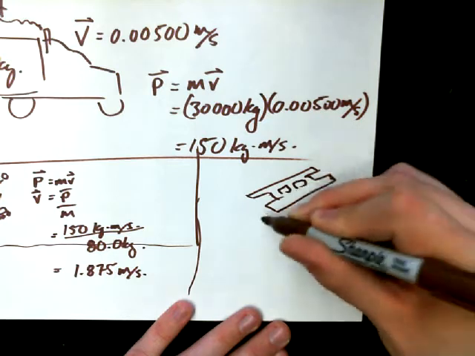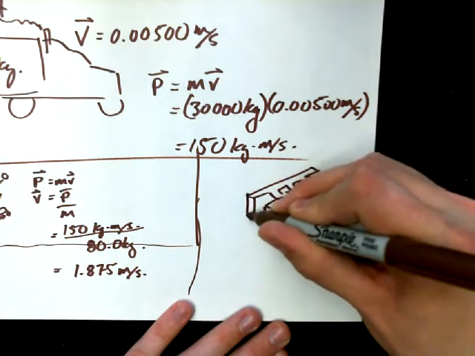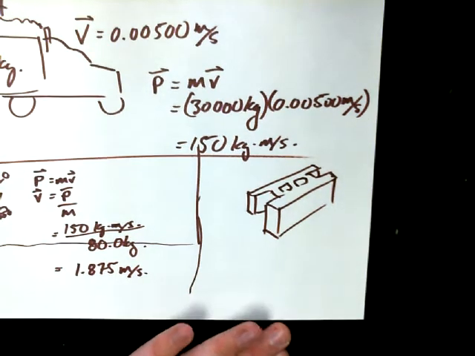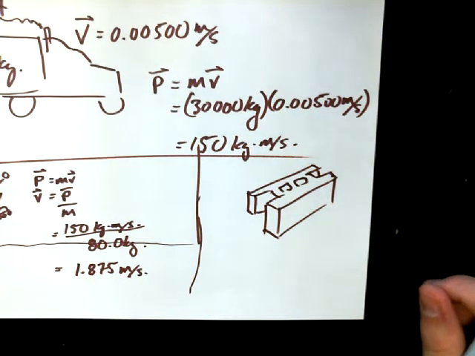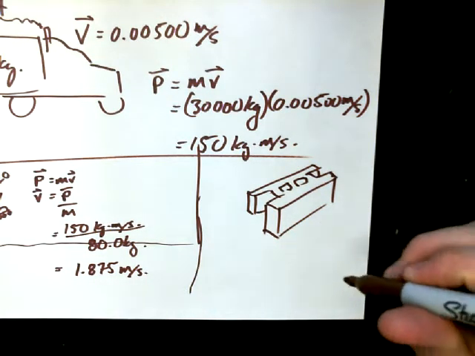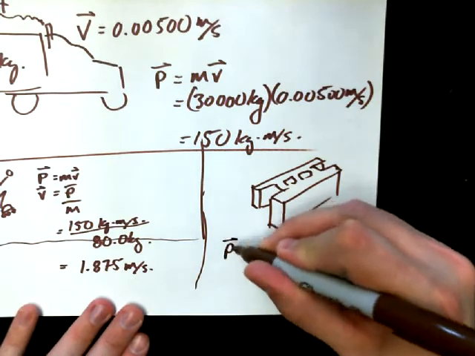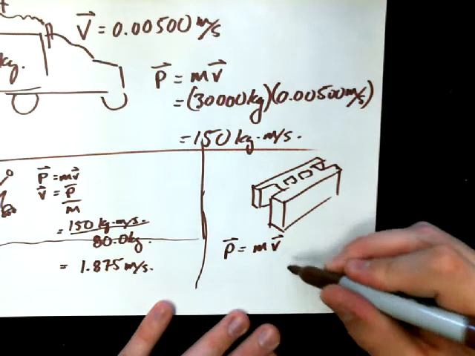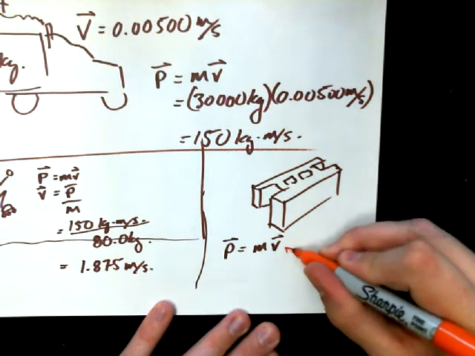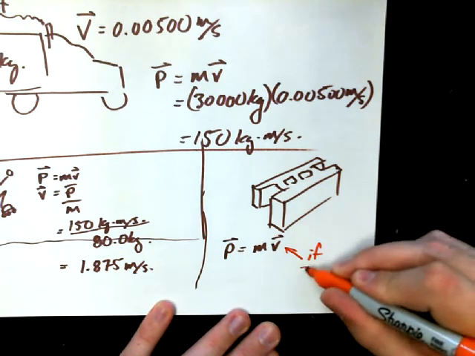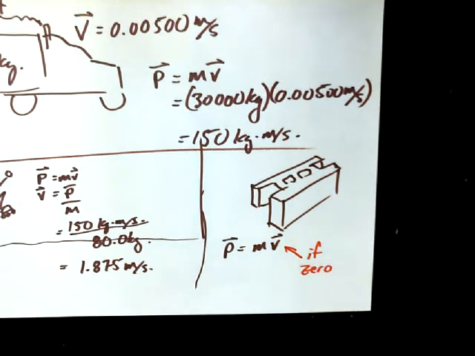Because bricks definitely can have momentum. Okay, so one of these cinder block type bricks. And I'll write out the equation, but I just want to have it there so that we can talk about it freely. Momentum equals mass times velocity. Now, if this velocity were 0, what happens to the momentum of that brick?